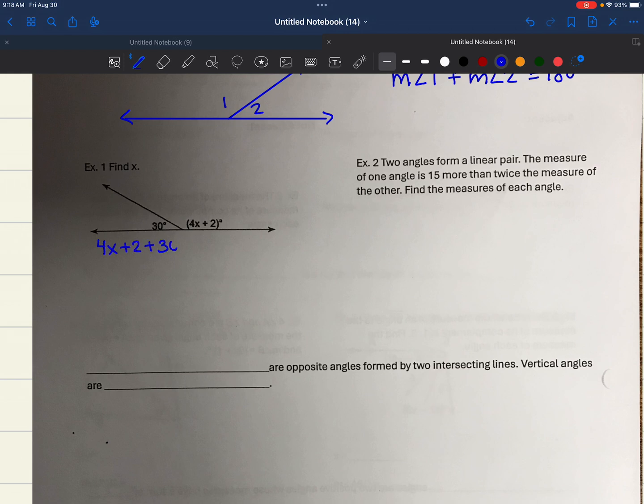All right, anybody want to try example 1? Would it be 4x plus 2 plus 30 equals 180? Good. We add the two parts, set it equal to 180. Go ahead and solve that for me, Turner. I'm going to add like terms. So it's going to make it 4x plus 32 equals 180. And then I'm going to subtract 32. Okay, 37. Very good. In this case, all they would have asked you for is to solve for x, right?